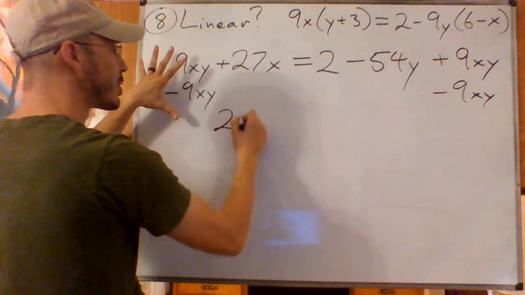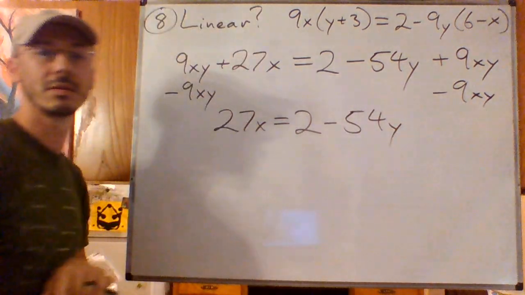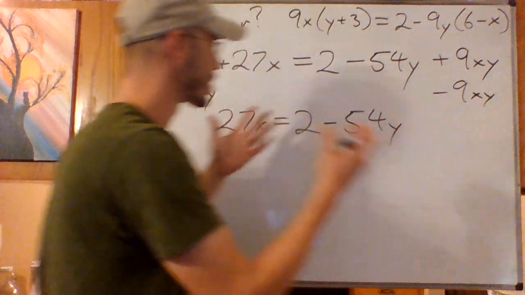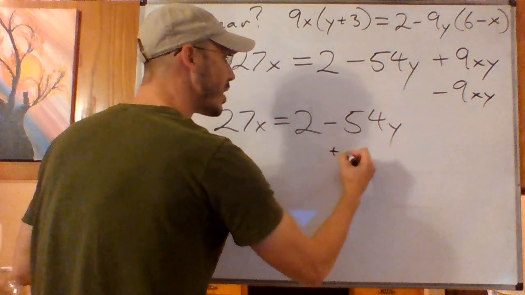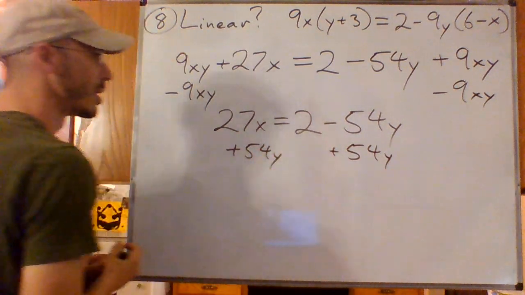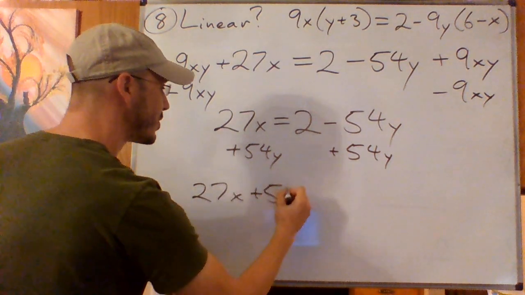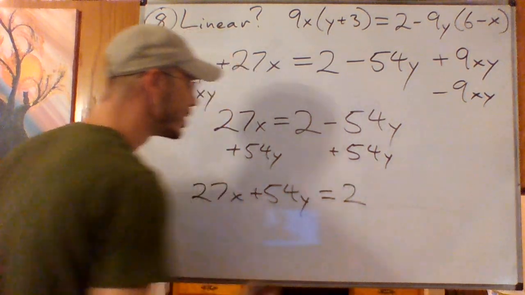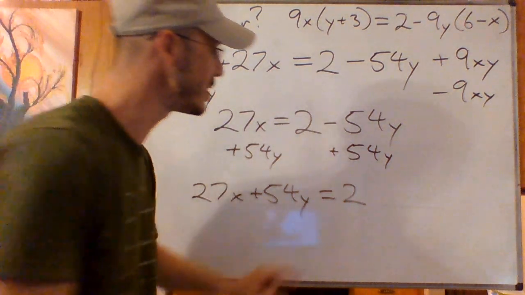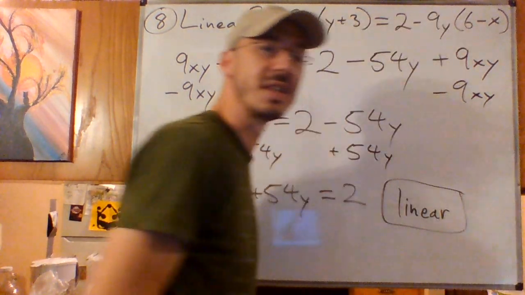Here, I'm left with 27x equals 2 minus 54y, because the 9xy cancels here and the 9xy cancels here, it's gone. Next, I'll add 54y to both sides. And that's 27x plus 54y equals 2. And that's a linear equation, ax plus by equals c. The answer is yes, it's linear.